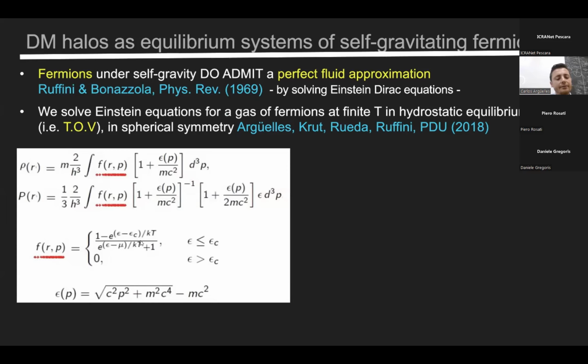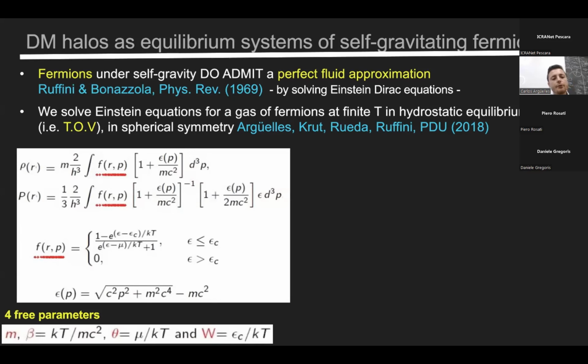So this F is precisely the coarse-grained distribution function I showed in the slide before, coming out of violent relaxation mechanisms. And this theory has 4 free parameters: the particle mass, the dimensionless temperature of the gas, beta, the dimensionless degeneracy parameter, theta, and the related cutoff parameter.